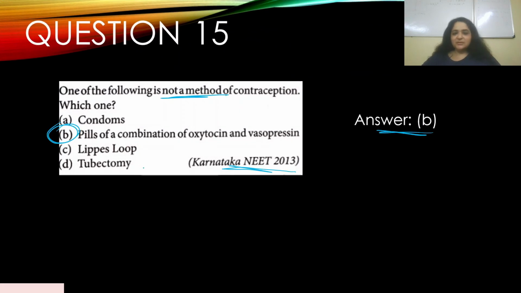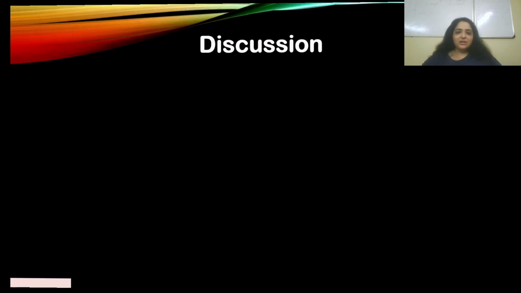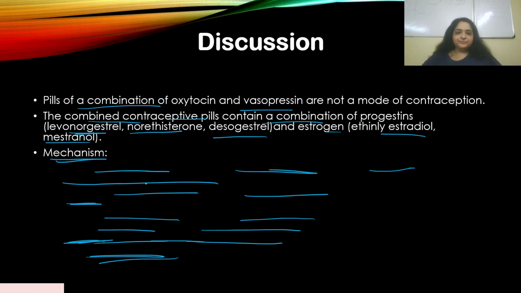Okay, it's not the method. Of course, I've already answered this. Pills of a combination of oxytocin and vasopressin. Okay, this is incorrect. This is another method of contraception. All right, let's move on.